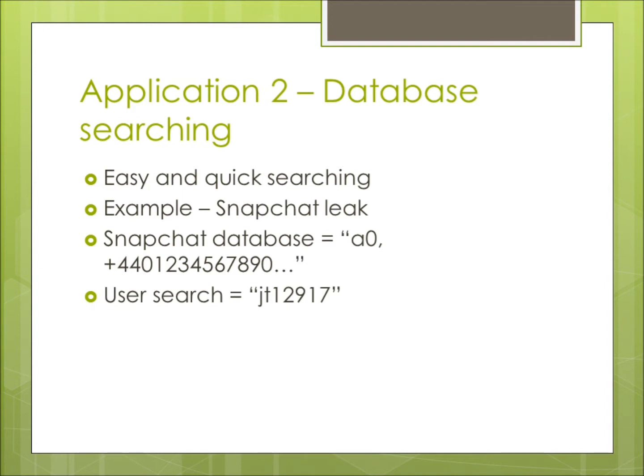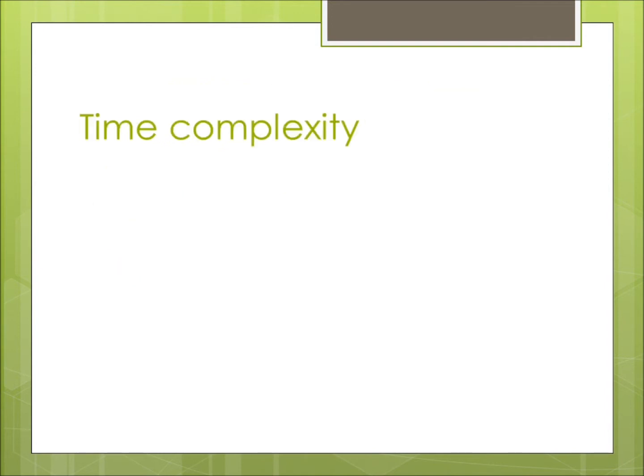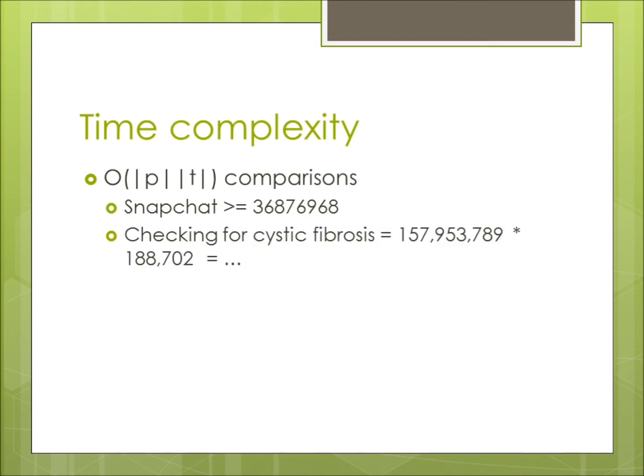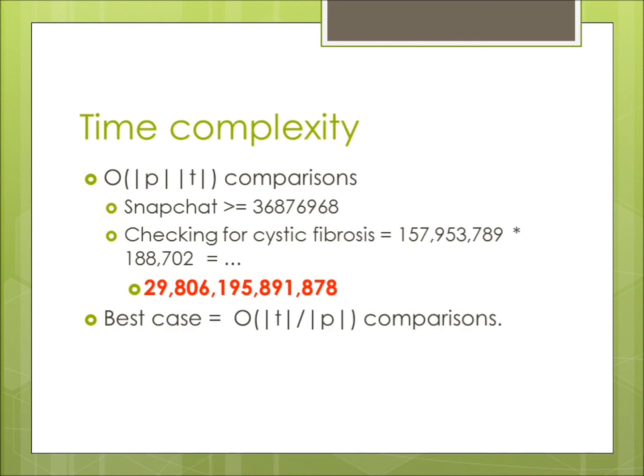This type of problem lends itself quite well to the BMH algorithm, as a user could input their username to check their account. The worst case for time complexity is big O of the length of the pattern multiplied by the length of the text, which could lead to a huge amount of comparisons. For the aforementioned examples, searching to see if my Snapchat username was in a published database would take under 37 million comparisons, while searching to see if someone has cystic fibrosis could take under 30 trillion. However, the best case gives us big O of the length of the text divided by the length of the pattern. For calculating the prefix table, it would take big O of the length of the pattern plus the size of the alphabet, which could take a large amount of memory and time for larger alphabets.